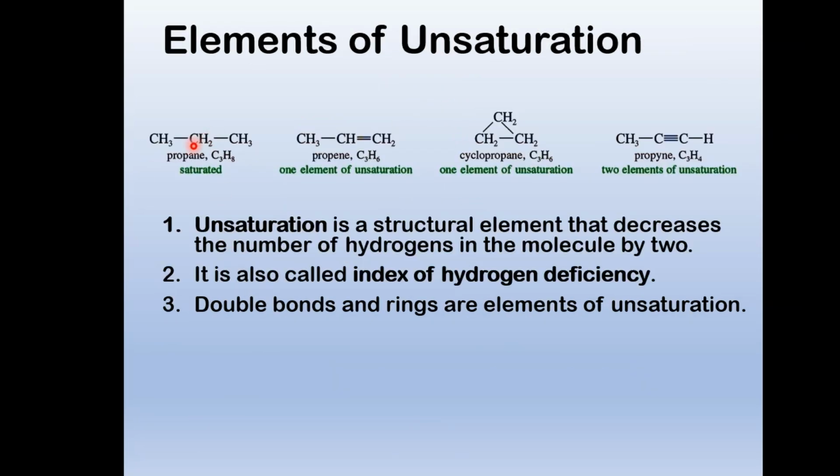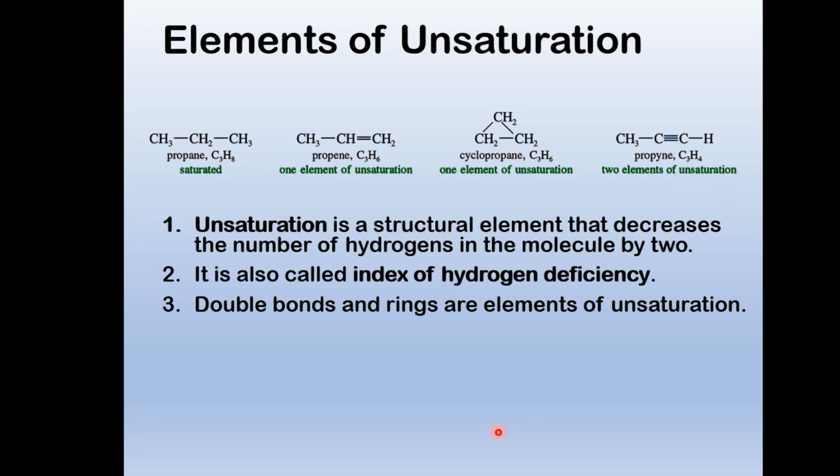So here's propane, 3 carbons. I go 3n plus 2, 6 plus 2, get to 8. Here we have propene, and if I look at all the hydrogens, I get 6. Here's cyclopropane, and I get 6. Here's propyne, and I get 4. So we say this has one element of unsaturation. An element of unsaturation can be caused by a double bond or a ring. And here we have 2 elements of unsaturation.